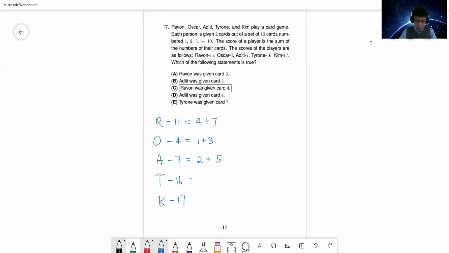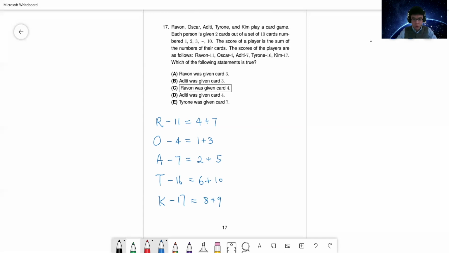For Tyrone, we have the sum equals 16. So one number should be less than or equal to 8. But it cannot be 8 because 8 cannot be used twice. So it should be a number less than or equal to 7. For the numbers less than or equal to 7, we already used 6 numbers above. There's only one remaining number not used, which is 6. So Tyrone's numbers are 6 plus 10. And of course, for Kim's numbers, we only have 2 numbers remaining: 8 and 9. In this way, we solved all the card numbers in everybody's hand.